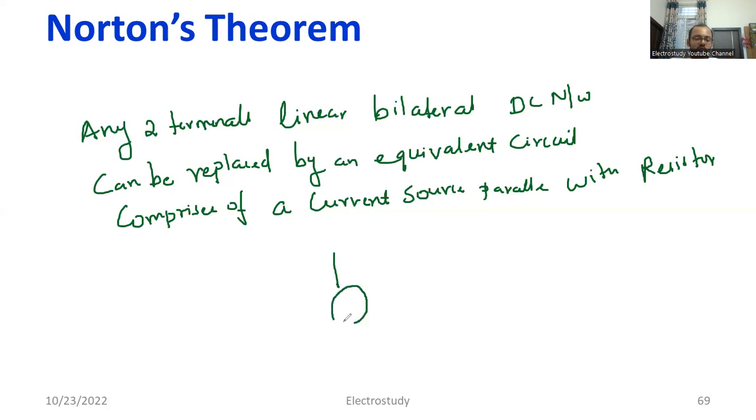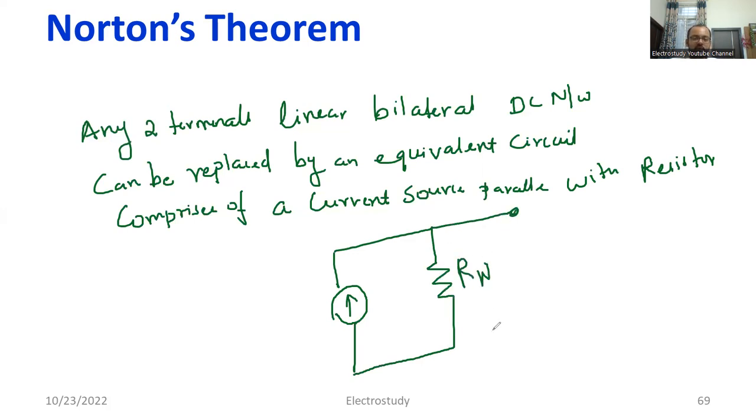There is a current source. It is very clear. Then we connect a resistance in parallel with the current source. Basically, it is a two-terminal network. This resistance is known as the Norton resistance, RN. So this is regarding Norton's theorem. I think you have got an idea about the difference between Thevenin's theorem and Norton's theorem.